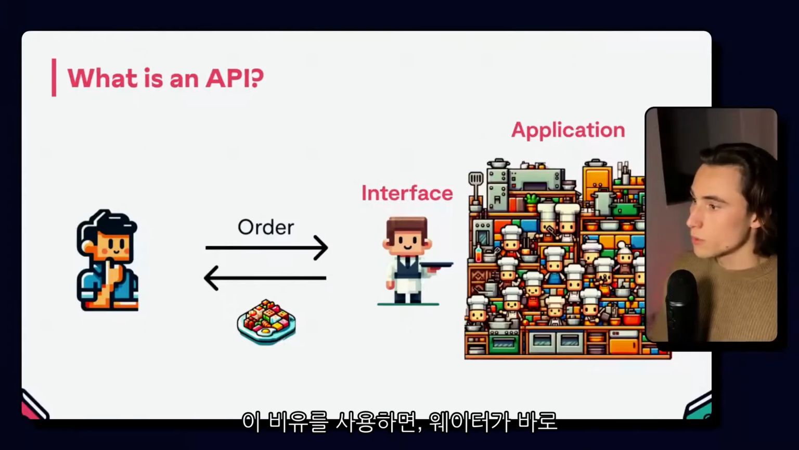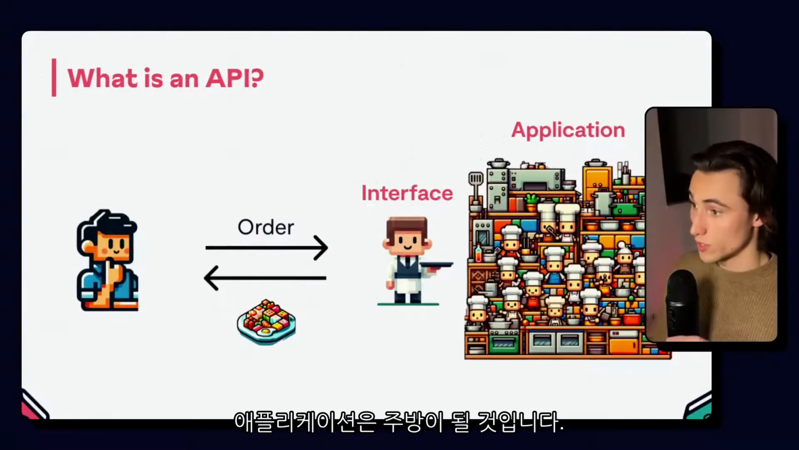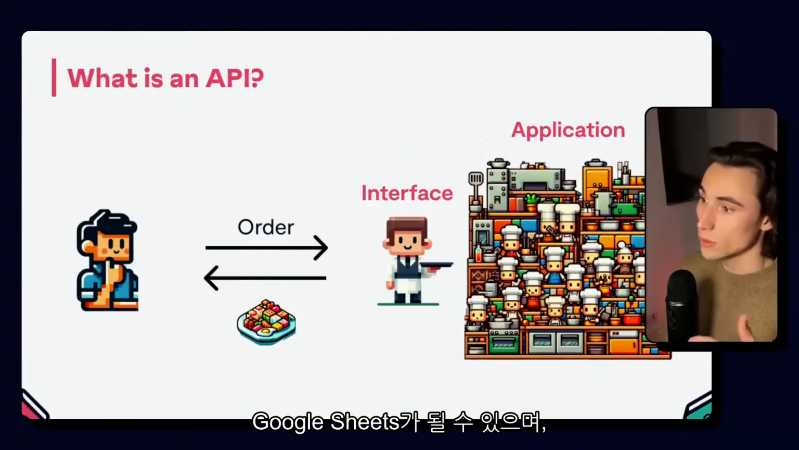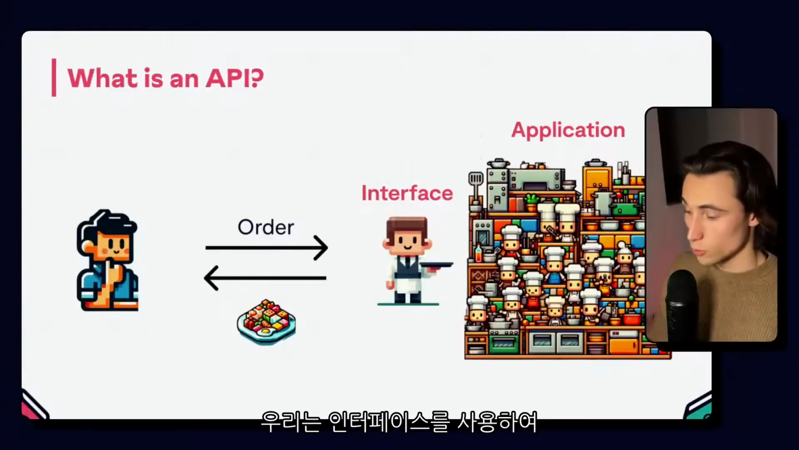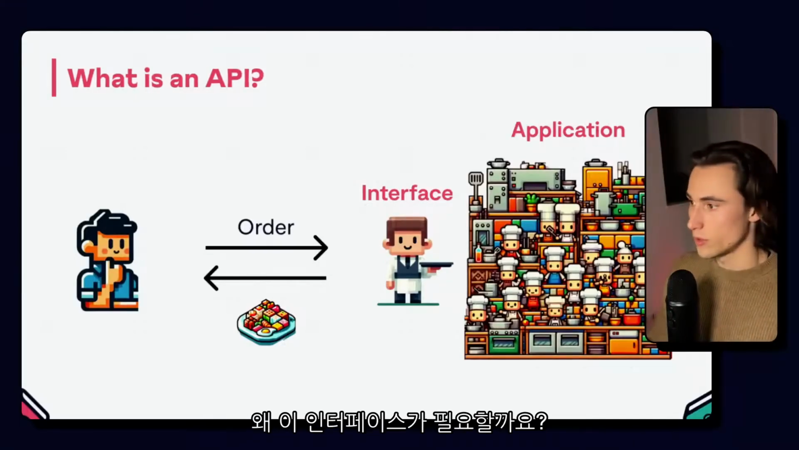Using this metaphor, we can see that the waiter is what's going to be called the interface, and the application is going to be the kitchen. So in this case, the application might be the Google Sheets, and then we're going to be using the interface to interact with the application.